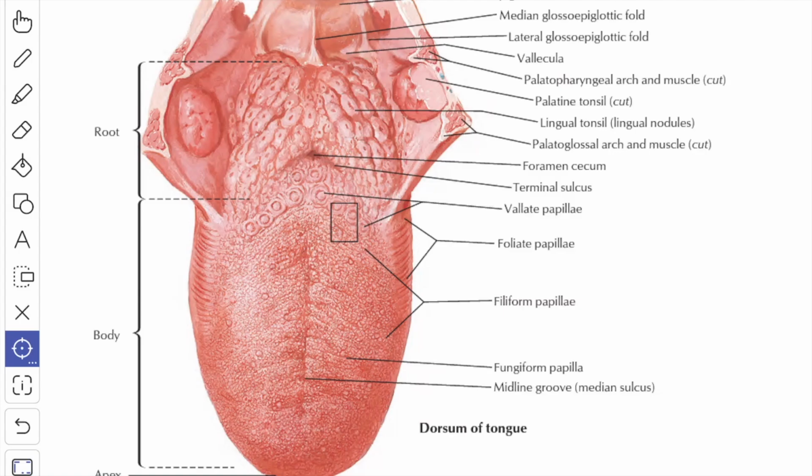In this video, we are going to study about the tongue. The tongue is a solid conical muscular organ covered partially by the mucous membrane, which lies partly in the oral cavity and partly in the pharynx.